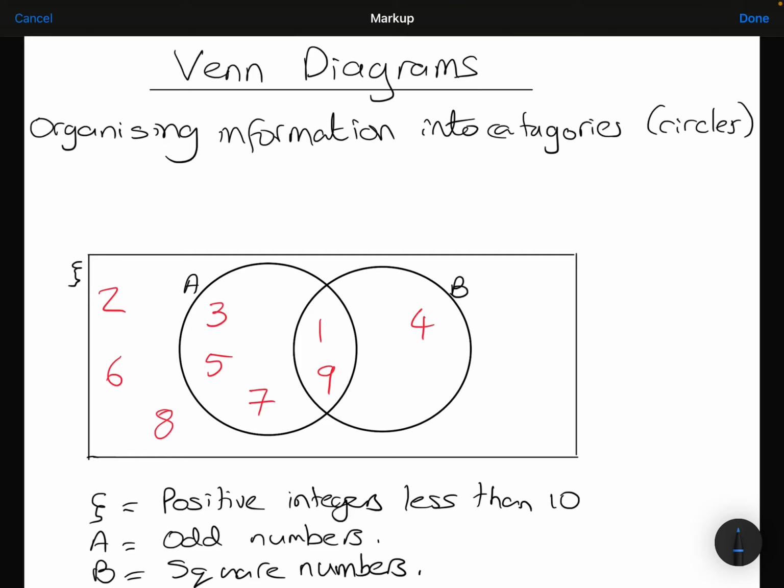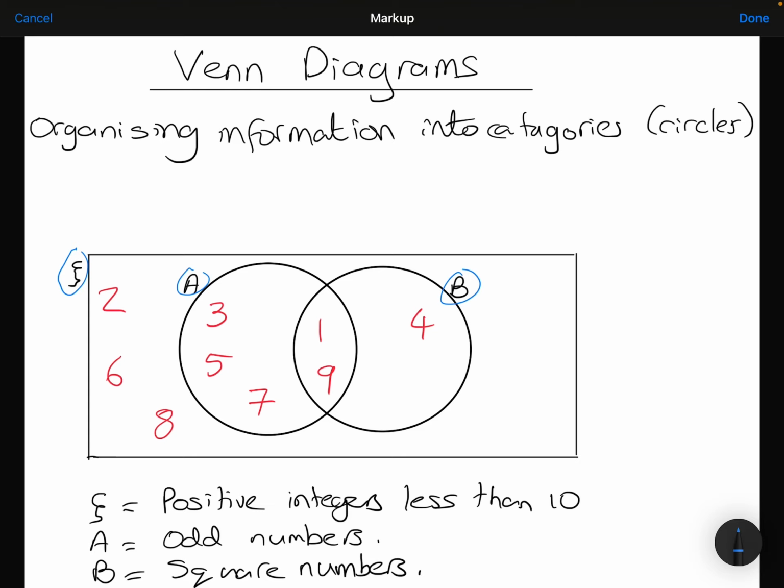A Venn diagram is used to organise information into categories. We use circles to represent each category, and we use a rectangle to represent all the information that's included in our diagram. We use this Greek letter epsilon, this sort of squiggly E shape, to represent every piece of information in the diagram, and then we use capital letters to represent each circle or each category.